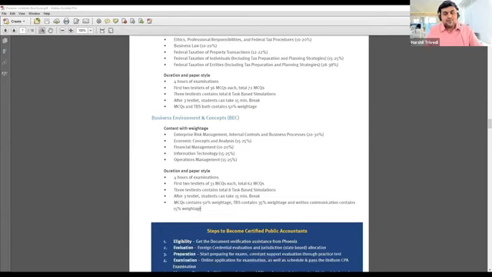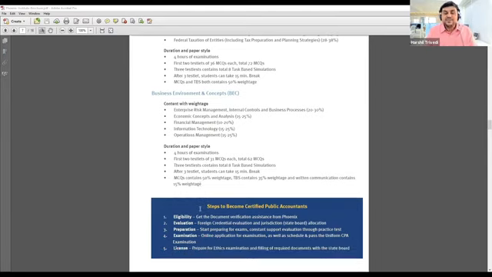Okay. Now you guys understood all the subjects of the CPA. Now understand how you can become a CPA. The first step for a CPA is the eligibility criteria. Here, we need to verify your eligibility, whether you are eligible for CPA or not.